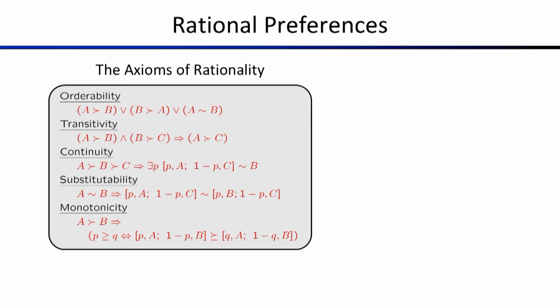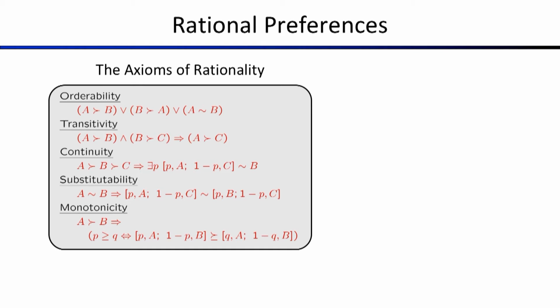This is where lotteries come into play. If A is better than B is better than C, then there must be a probability P such that the lottery between the two extremes, A and C, is equivalent to B. So there exists a P, not for every P, but there must exist some P, some value between 0 and 1, where there's ambivalence between these two situations.